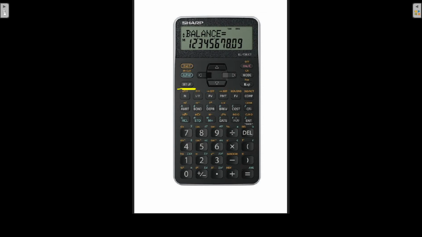Okay, and then also, before you do any new calculations, you must always clear the cash flow values from previous calculations. And to do that, you will press the second function button and then CA to clear.